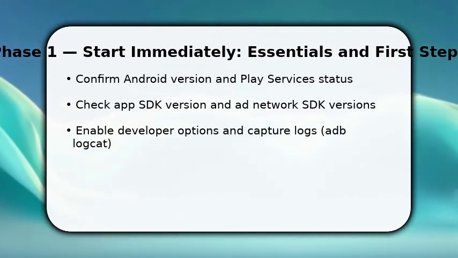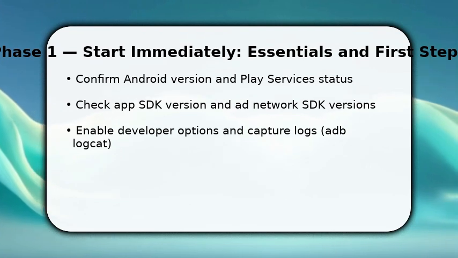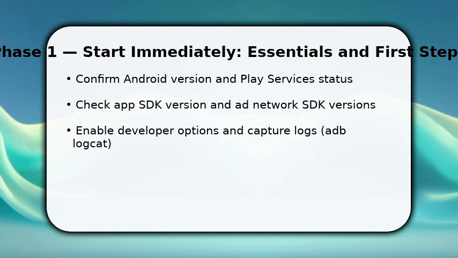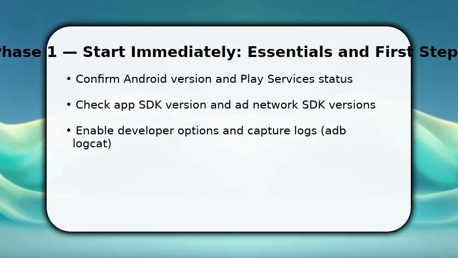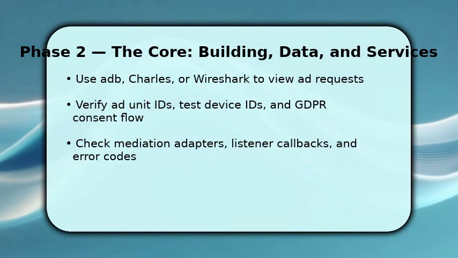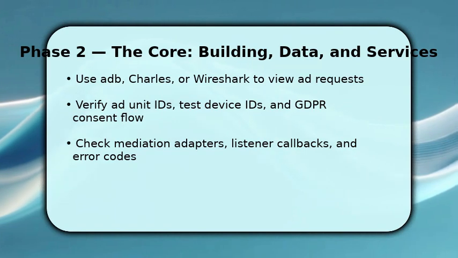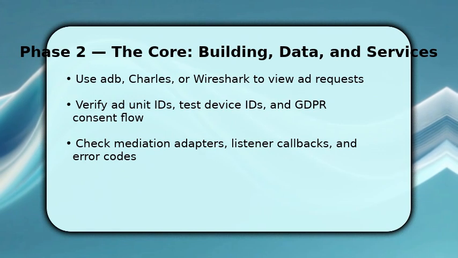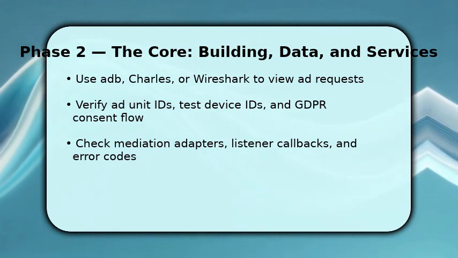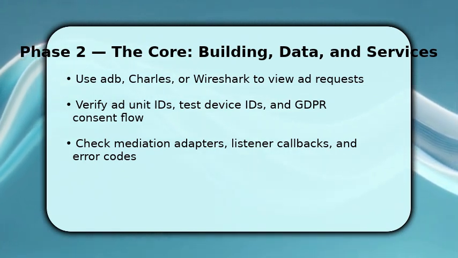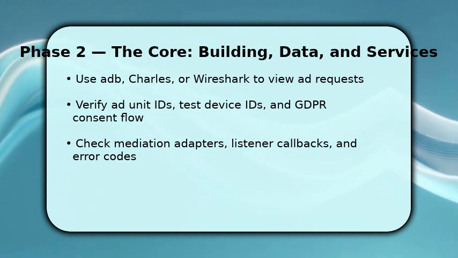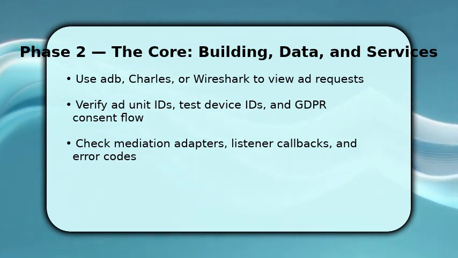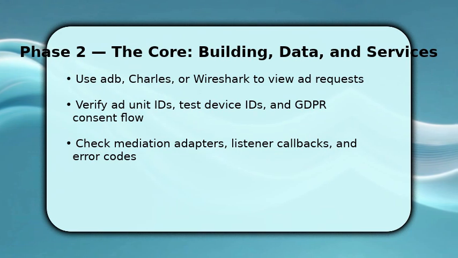Make sure network access and device date/time are correct, because SSL or token issues often stem from those settings. You now dig into the request response flow to find where it fails. Proxy or packet capture shows whether ad requests reach the network and what responses return, so correlate error codes with callbacks in your app. Then verify ad unit ID, add your test device ID, and run the GDPR or consent flow to ensure no blocks.